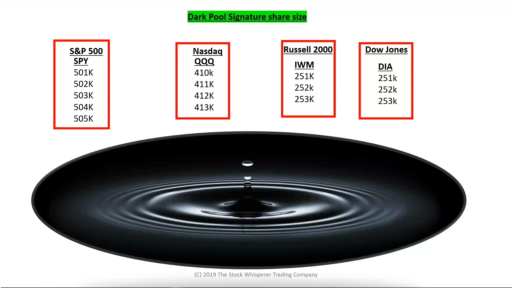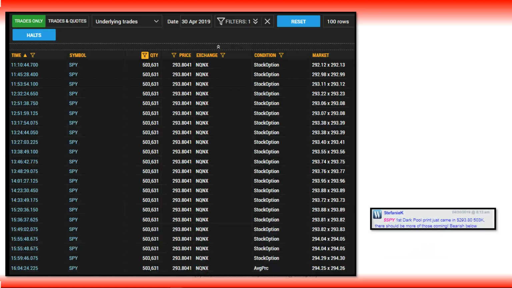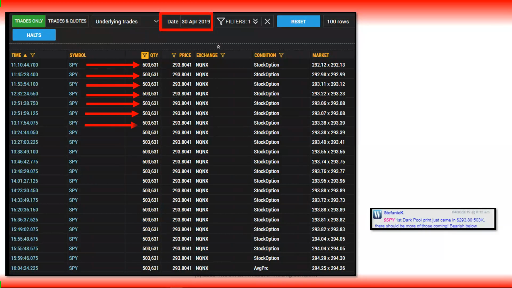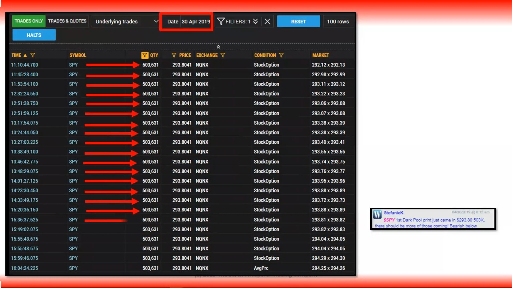So I'm going to show you a pretty heavy day on April 30th. And I didn't show you every day leading up to this, but they were very small, 2 million, 4 million. And then all of a sudden, April 30th, we started to get a heavy Levi level. See all these 503s at 293.80. And we were trading at 292.12. So you can see they were late. The market was here, and these prints were coming in.